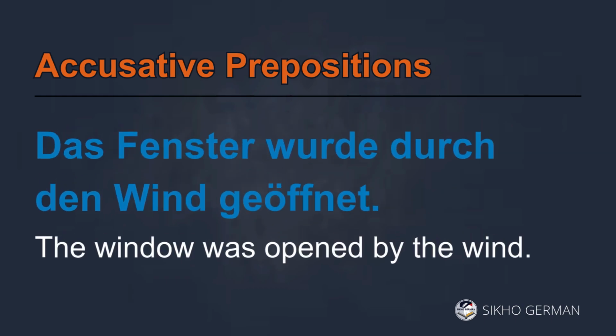Das Fenster wurde durch den Wind geöffnet. The window was opened by the wind. Here, durch means by, showing the means by which something happened. Again, der Wind becomes den Wind in accusative because of the preposition durch.